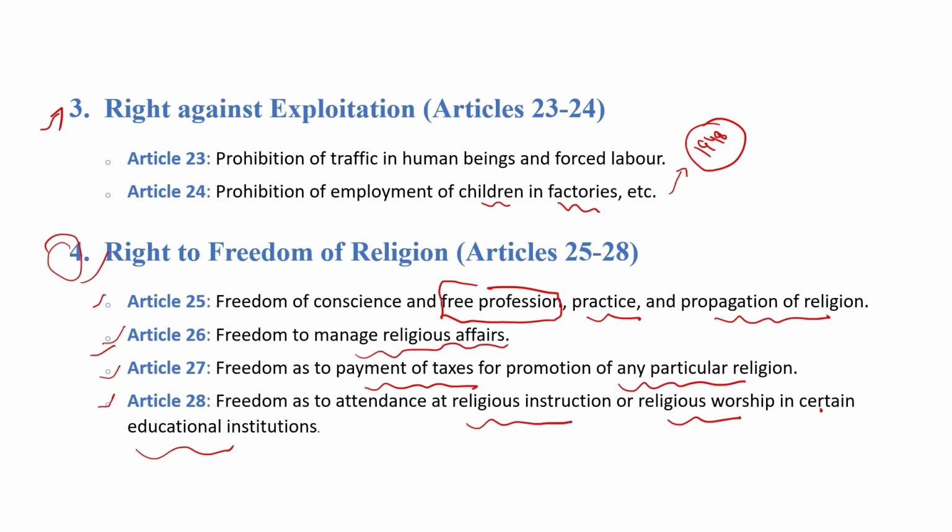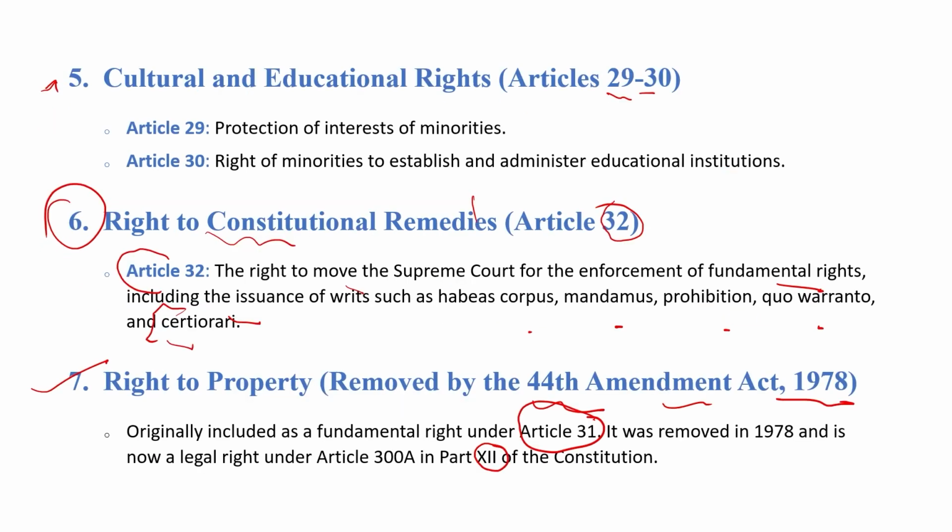The fourth fundamental right is right to freedom of religion, in which under Article 25 we can freely profess, practice and propagate religion. Article 26, we can manage religious affairs. In Article 27, free payment of taxes, and in Article 28 we can attend any religious instruction. Fifth, cultural and educational right. Article 29 protects the interest of minorities, and Article 30 gives minorities the right to establish and administer educational institutions. And the sixth, Article 32, is known as the soul of the fundamental rights, which gives protection against violation of fundamental rights. Clear?